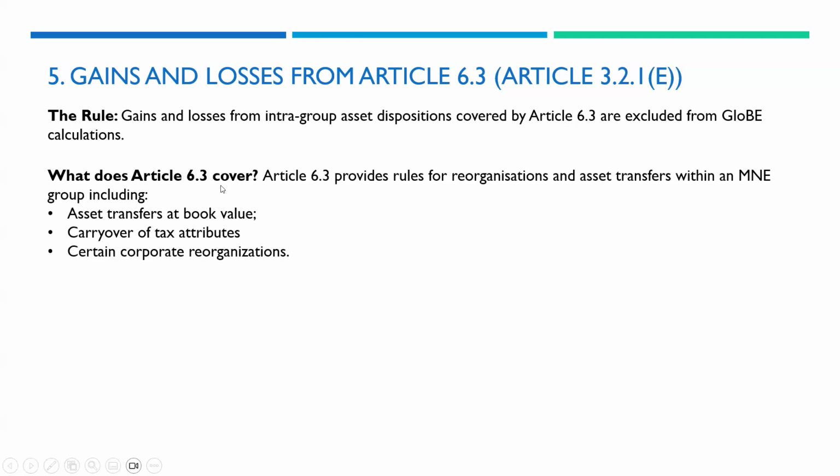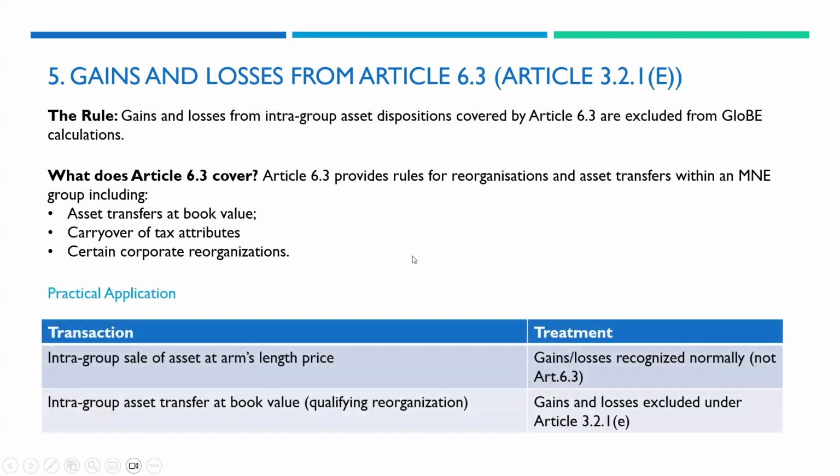So, what does 6.3 cover? Article 6.3 provides rules for reorganizations and asset transfers within an M&E group, including asset transfer at book value, carryover of tax attributes, and certain corporate reorganizations.